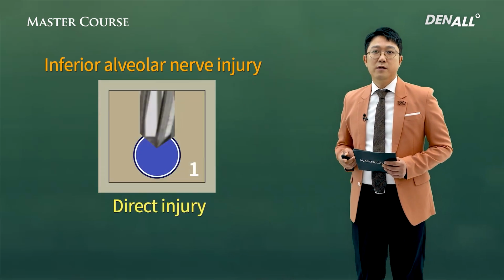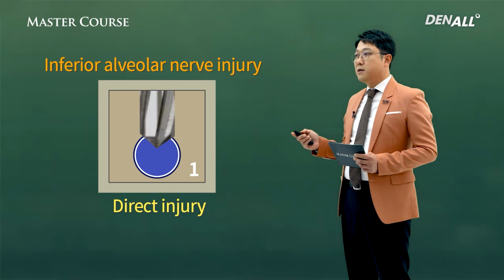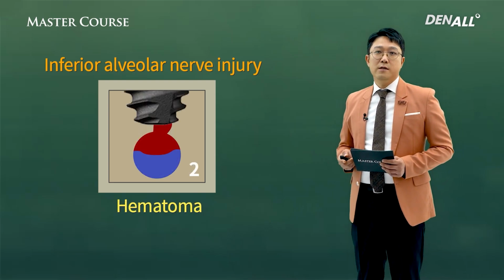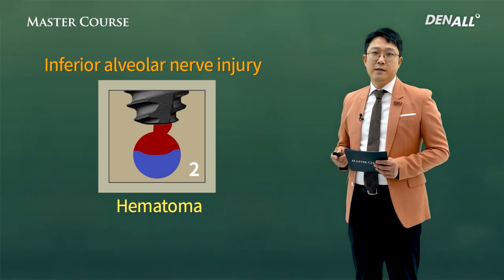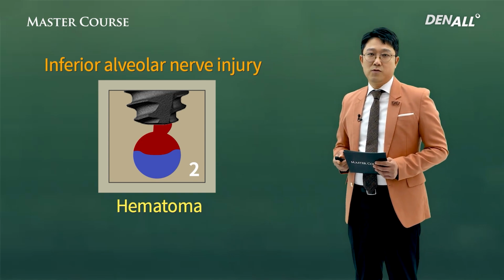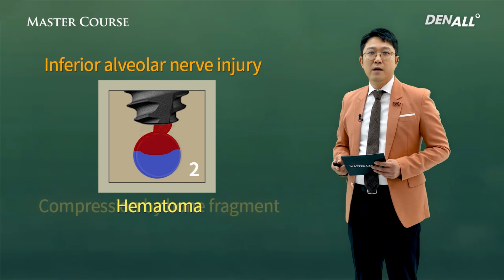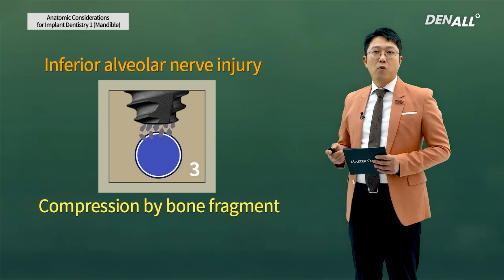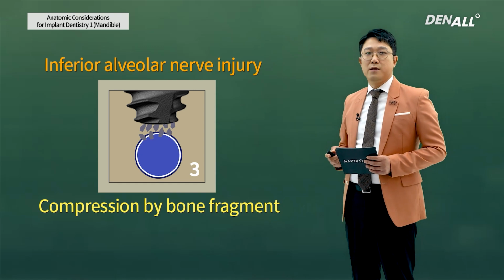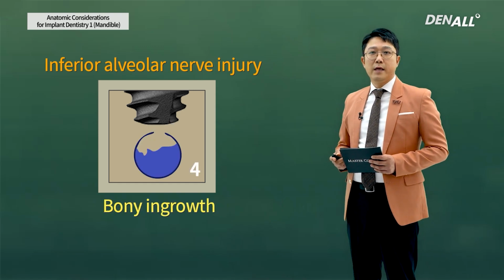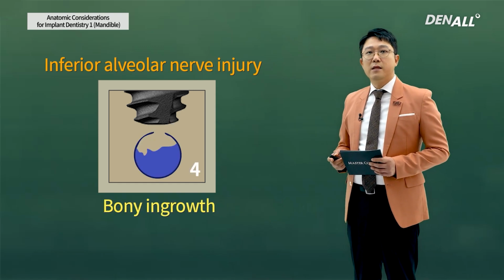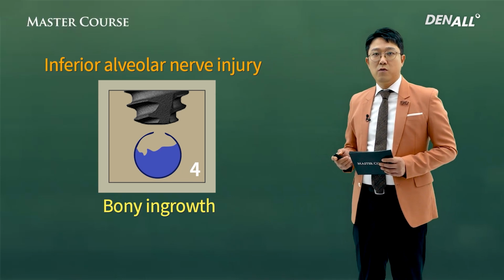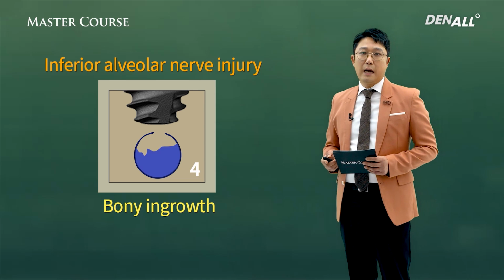The first reason, direct injury by drilling. Second, thrombosis over the nerve. The compression can cause the injury. Third, as implant is placed, the bone fragments can compress the nerve. Fourth, it is rare, but the site heals and the bone grows over the nerve, and the compression from the bone can cause the injury.